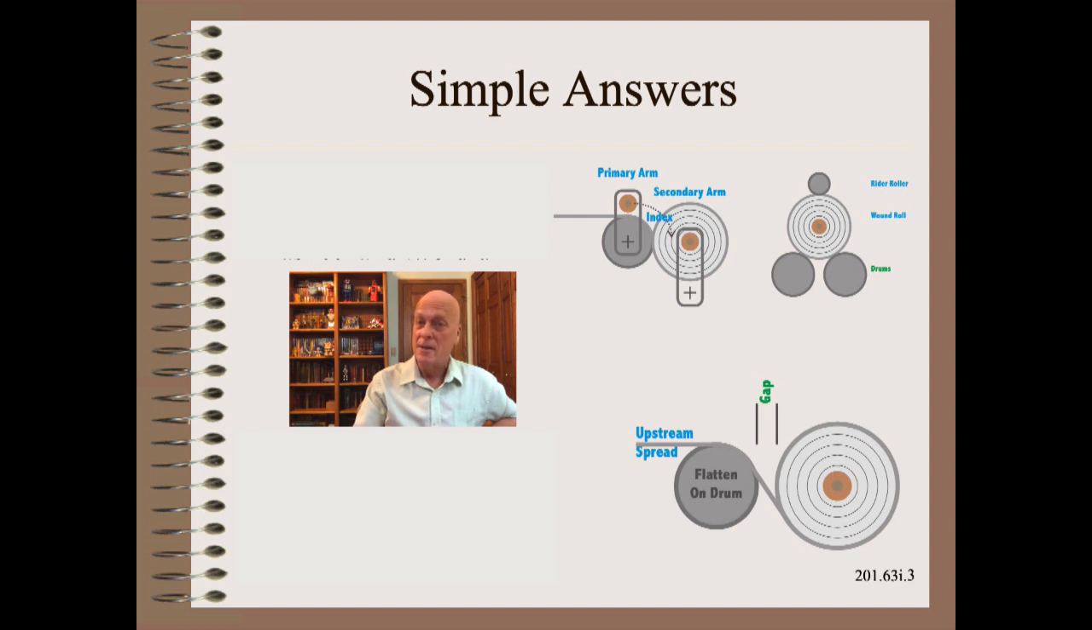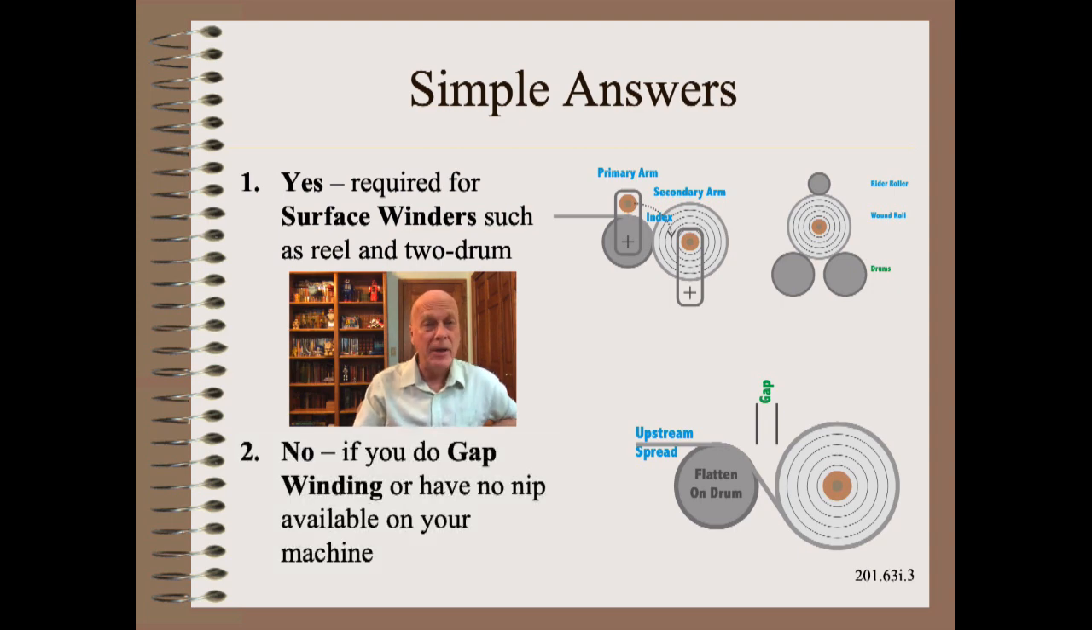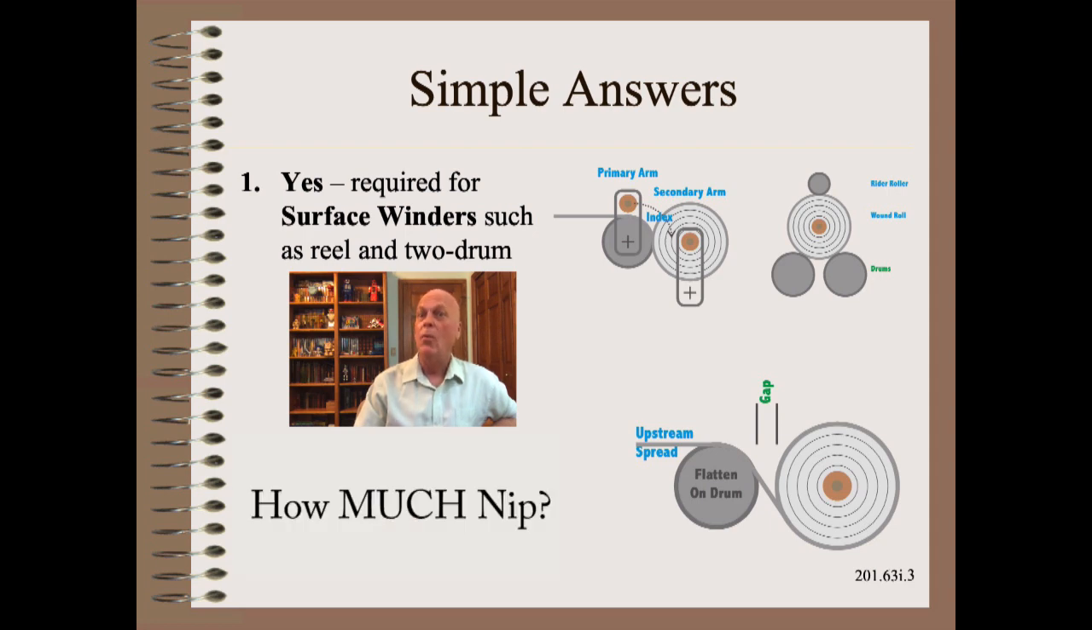Again, let's start with simple answers. A nip is required for surface winders such as reels and two drums. A nip would not be used if you did gap winding or had no nip available on your winder. However, even this is not always as simple as presented here. Perhaps you or your predecessor chose the wrong type of winder. This is rare, but it does happen. It also does not address the million-dollar question of what is the best nip load setting to use on surface winders, which we will get to shortly.